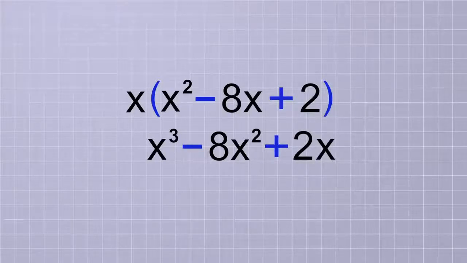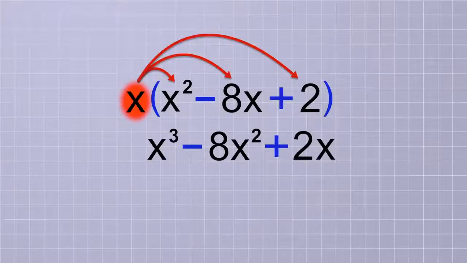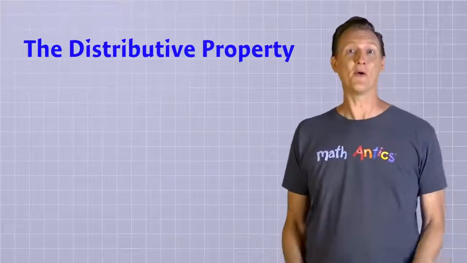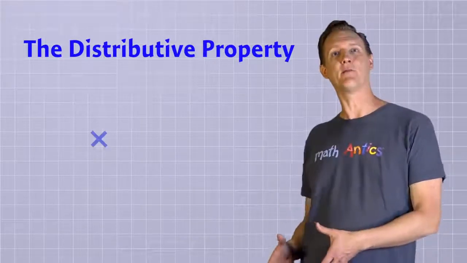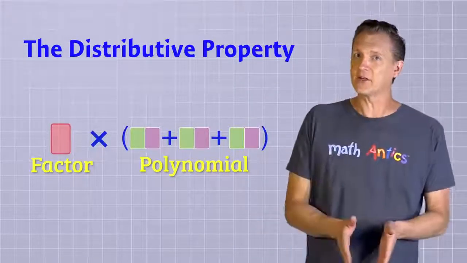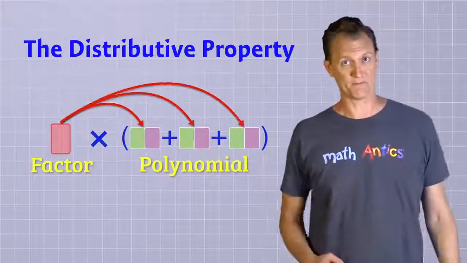So after distributing the factor x to each member of the original group, we have the polynomial x cubed minus 8x squared plus 2x. See why the distributive property is so handy in algebra? It shows us how to multiply a polynomial by a factor. We just distribute a copy of that factor to each of the polynomial's terms.